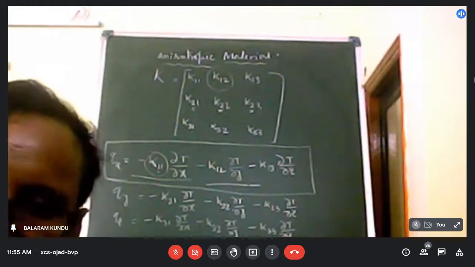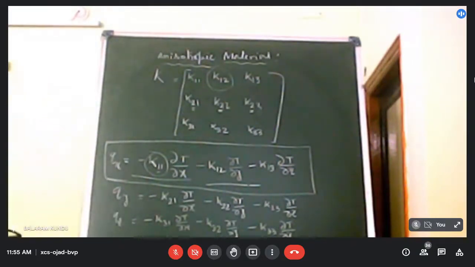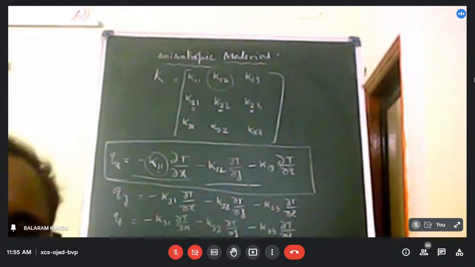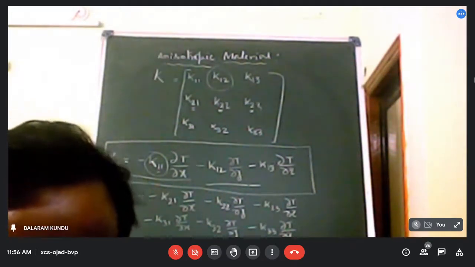Obviously one assumption is necessary. You are absolutely correct. So one assumption is needed here. So this mathematical expression is valid for the stationary solid, definitely.